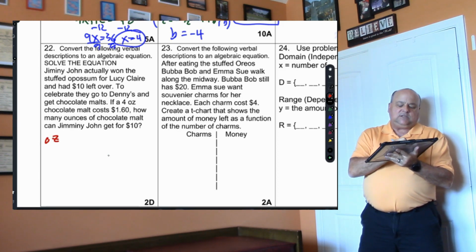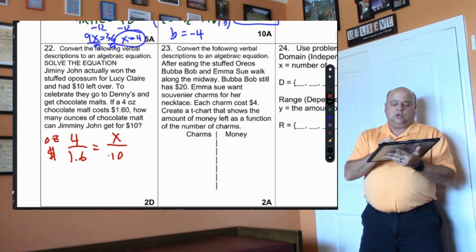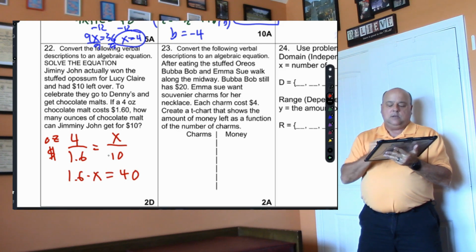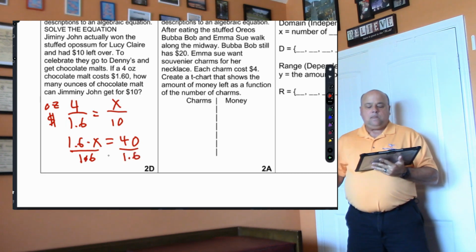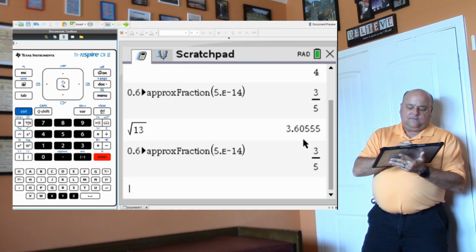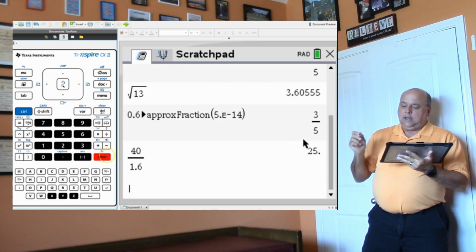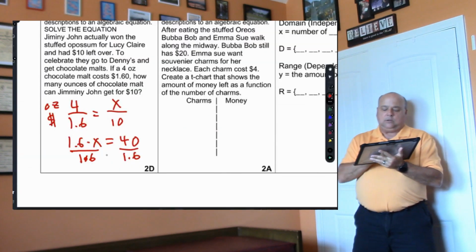So we have ounces and we have dollars. So we're going to put 4 over 1.6, and then our 10 is going to go on the bottom. So we're going to do 1.6 times x equals 40, or 4 times 10. So basically we're going to take 40 and divide it by 1.6. How many times will 1.6 go into 40? So let's figure that out. 40 divided by 1.6, and you get 25 ounces. So you're going to be able to get a 25-ounce malt.